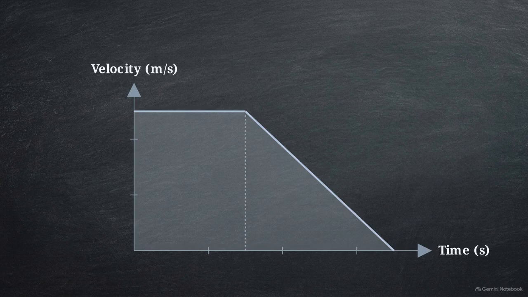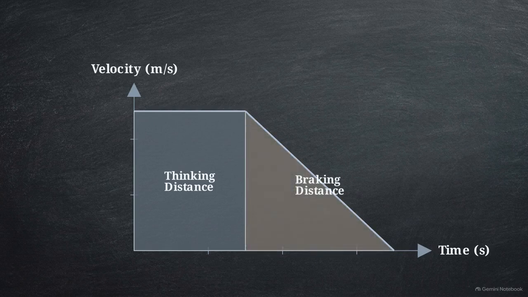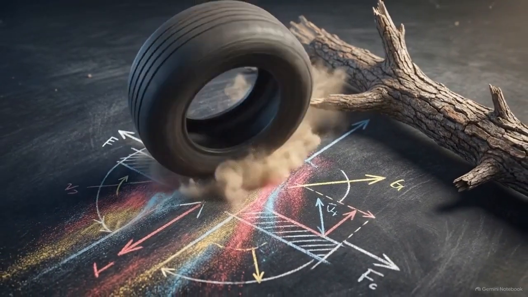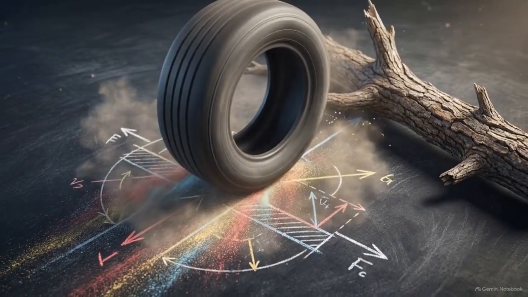We can break this area down into two distinct shapes. This initial rectangle represents your thinking distance, the patch of highway you consumed while your foot was moving toward the pedal. The triangle next to it represents your braking distance, the road you chewed up while the brake pads clamped down hard on the rotors. The sum of these two-dimensional areas provides the total distance the car traversed before the tires stopped rolling.